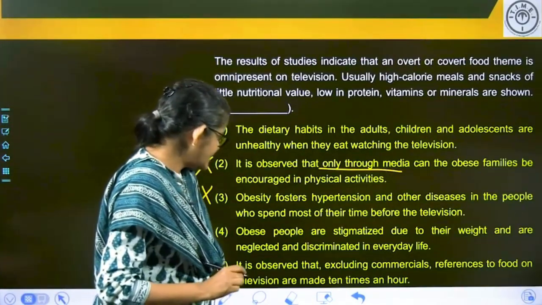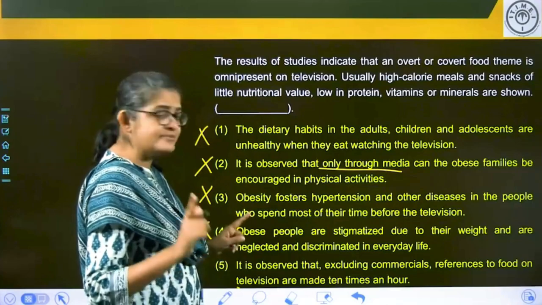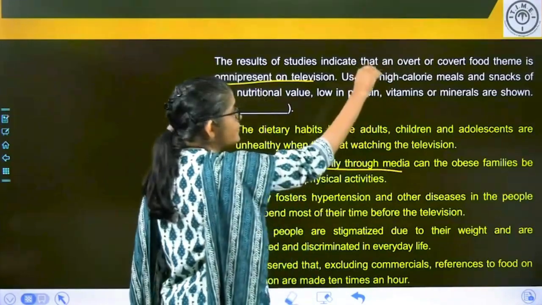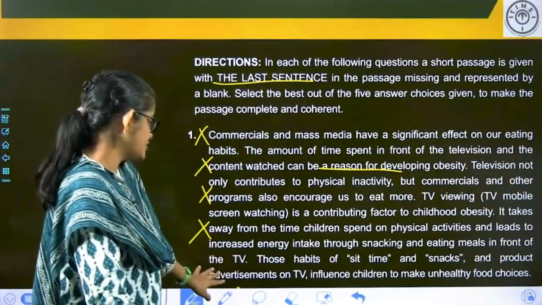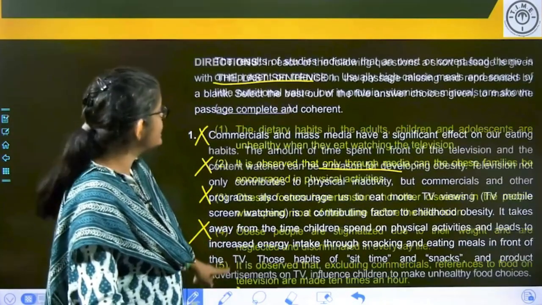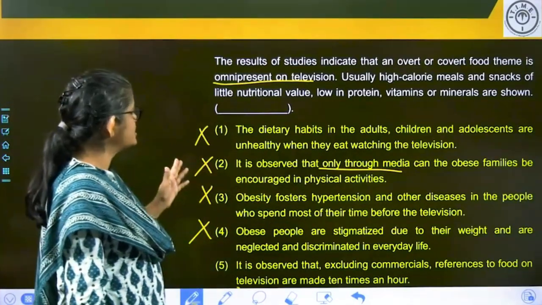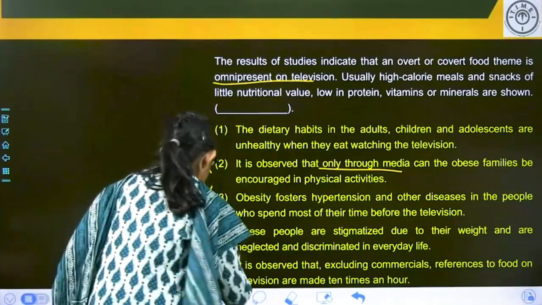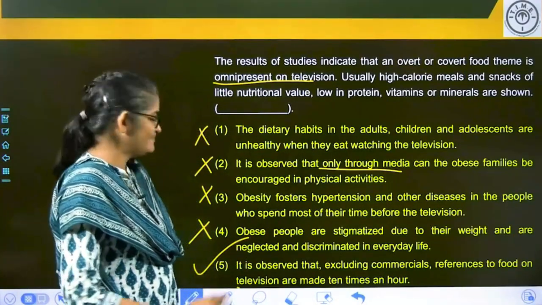It is observed that excluding commercials, references to food on television are made 10 times an hour. See, this is what they are saying, that overt or covert food theme is omnipresent on television, okay. Previously they talked about commercials, now they are saying that it is not only advertisements, food references are omnipresent on television, and apart from commercials, references to food are made 10 times an hour. So, this maintains the logical flow of the paragraph, okay.